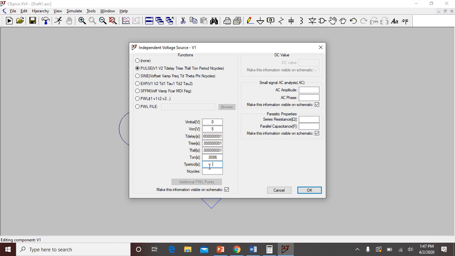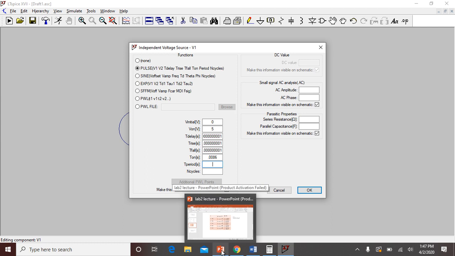T period is basically the time period. Everyone knows what the time period is: the time taken by the waveform to complete one cycle. Since it's a square wave, in a square wave we know that the on time is equal to the off time, and T period is equal to T on plus T off.